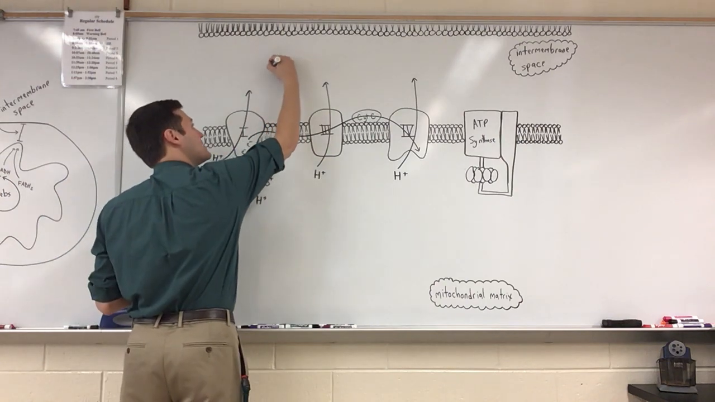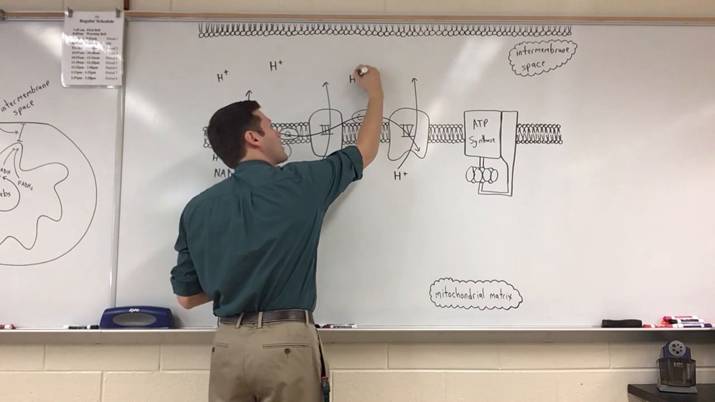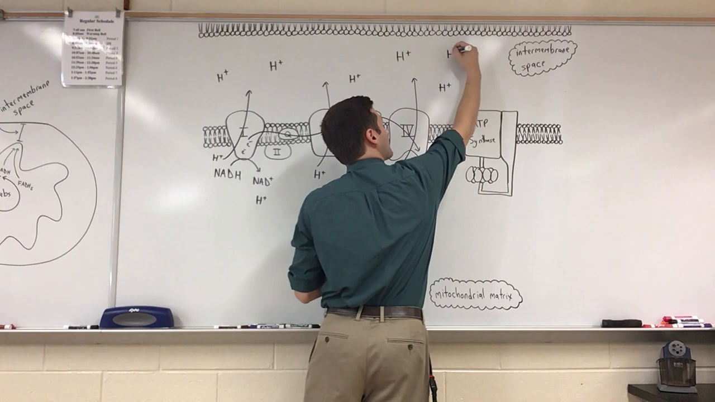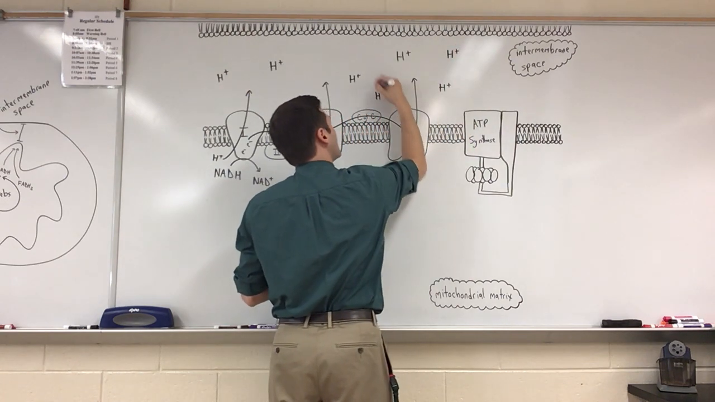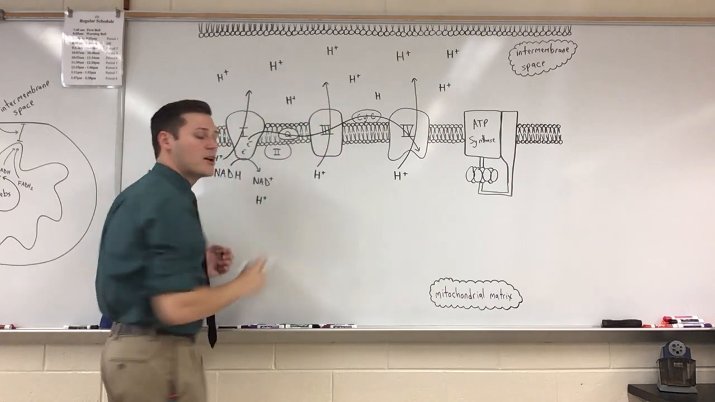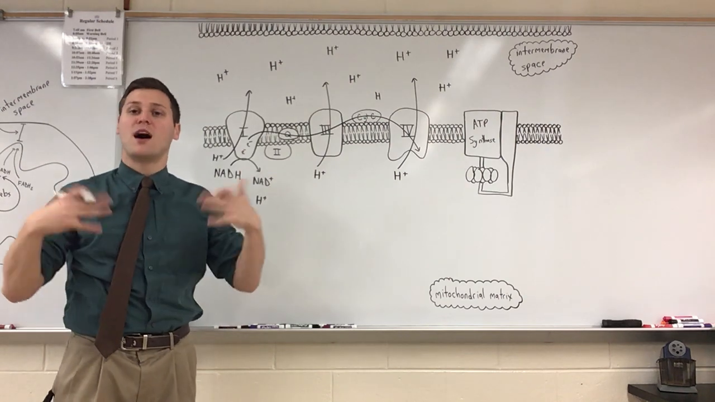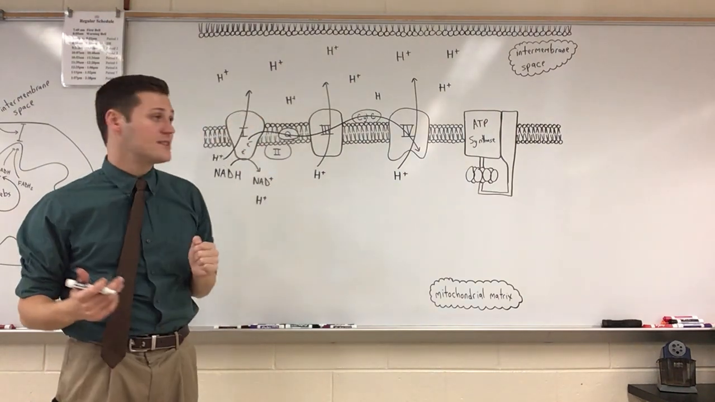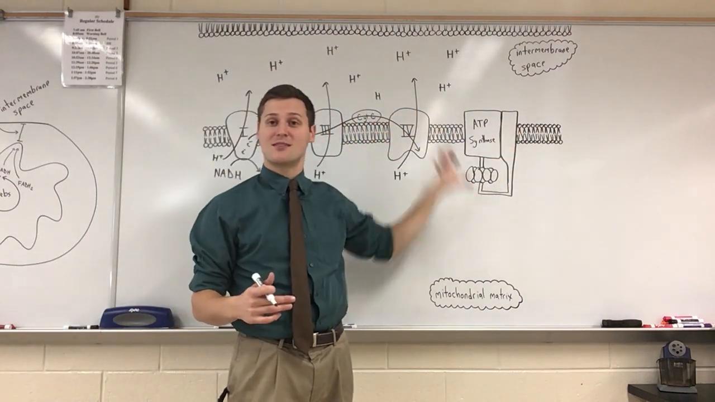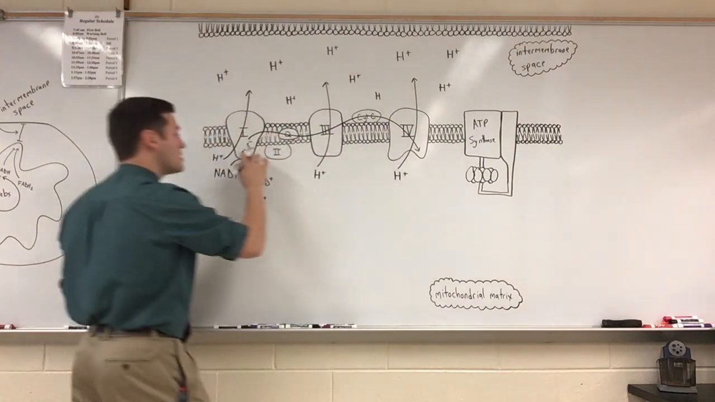And now what we're going to see is a concentration gradient. We're going to see a lot of hydrogen ions outside in the intermembrane space, and fewer hydrogen ions in the mitochondrial matrix. So once we generate this proton gradient or hydrogen ion gradient, we can use that to our advantage with this ATP synthase enzyme, which we'll talk about in a second. But first off, we need to discuss those electrons.